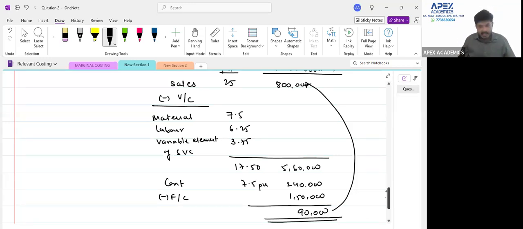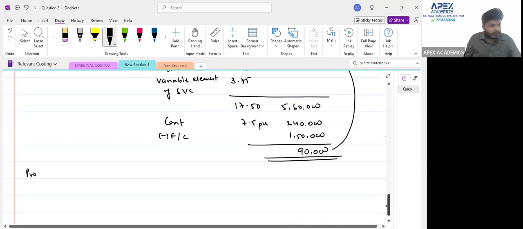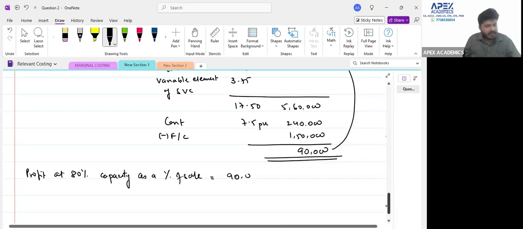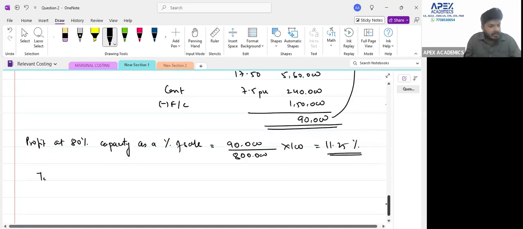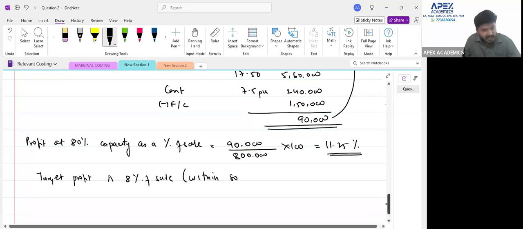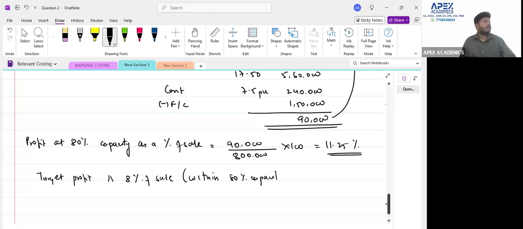Agreed or disagreed? See, what is the profit at 80% capacity as a percentage of sale? It will be profit divided by sales multiplied by 100. This is 11.25%. What is your target profit? Your target profit is 8% of sale. So it is still within 80% of the capacity. Yes or no? Please tell me that.